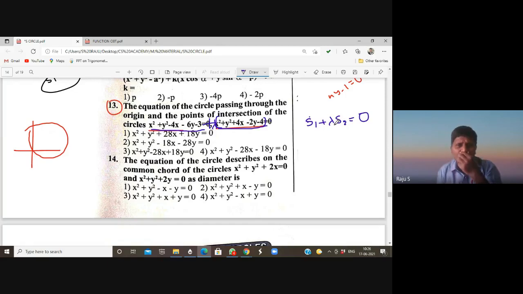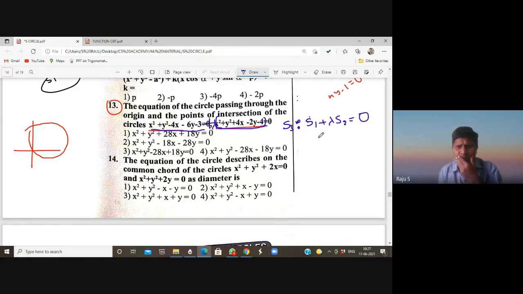Here we need to find the lambda value. To find lambda, one condition is given. This is the required circle S3. I want to find S3. S3 is given by S1 plus lambda S2 is equal to 0. If you find lambda, that's it. That lambda value, substitute again here, and we'll get the answer.